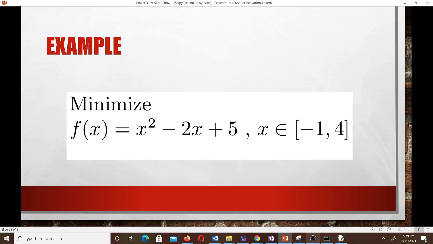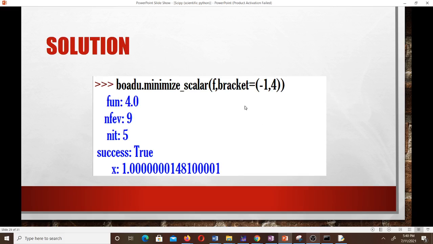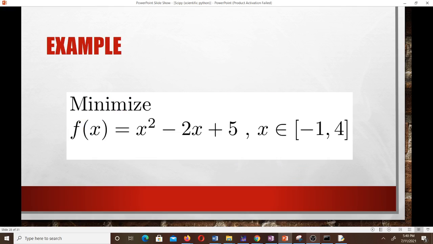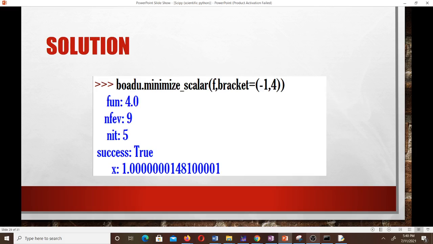So let's illustrate an example here. We want to minimize this function, f of x equals x squared minus 2x plus 5, where x is contained in the closed interval -1, 4. So we want to do this. Oh, I think I just provided the solution without showing how we solved it. Okay, so we are going to do that. It's very simple.